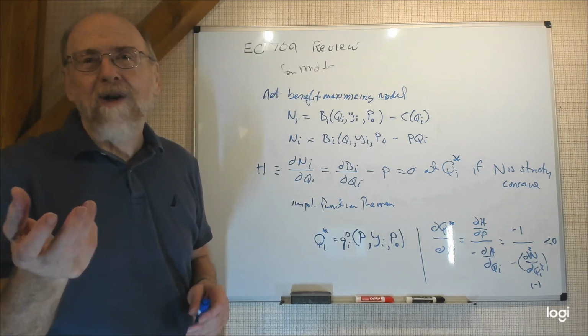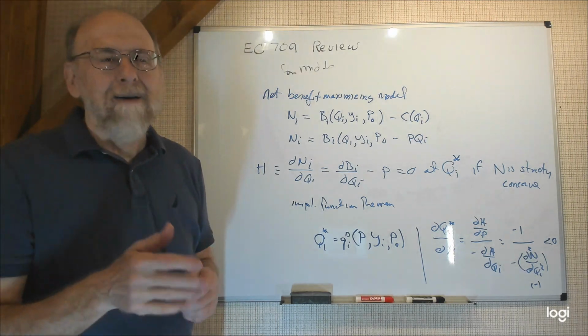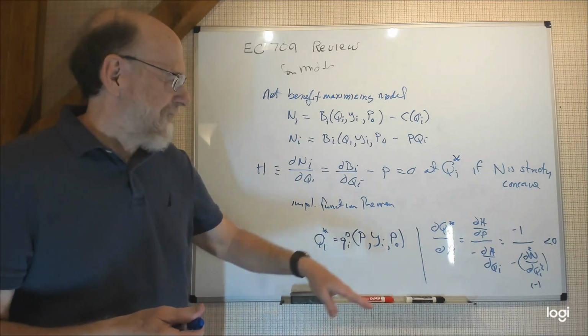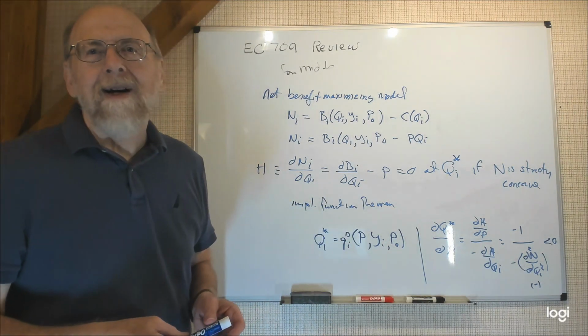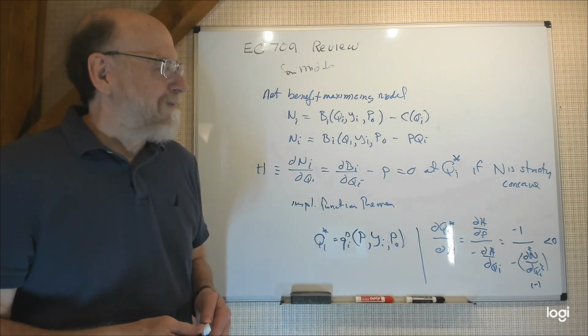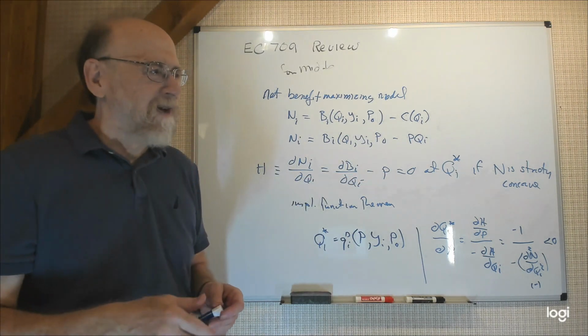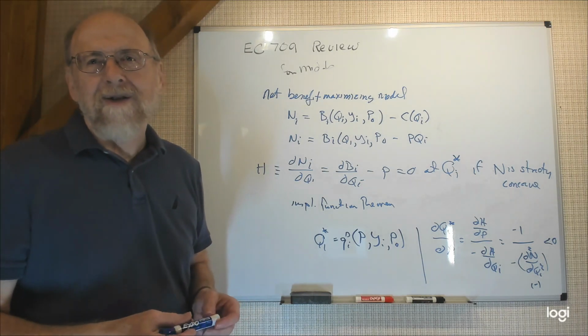It won't be upward sloping, there won't be holes in the function, but it will be characterized by this kind of relationship, because at the margin, in the neighborhood of Q1 star, the function is strictly concave.